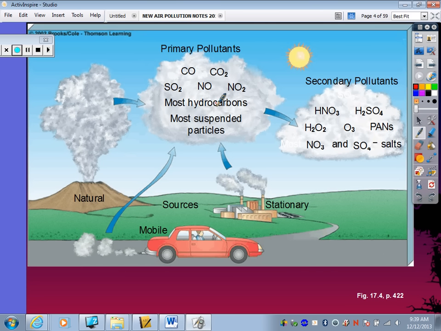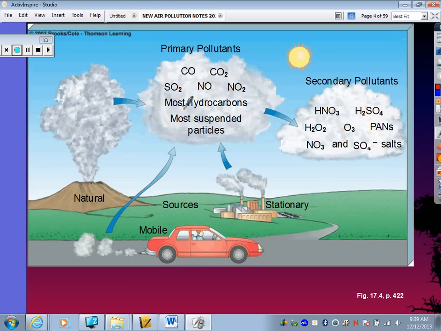Okay, this is an important diagram because it shows us what's happening between primary and secondary pollutants. And again, we just talked about some stationary sources like factories and power plants, mobile sources like vehicles, natural sources like volcanoes. Those all first emit these primary pollutants. So we're going to be talking about a lot of these different compounds and molecules today, so I'll introduce you to some of them.